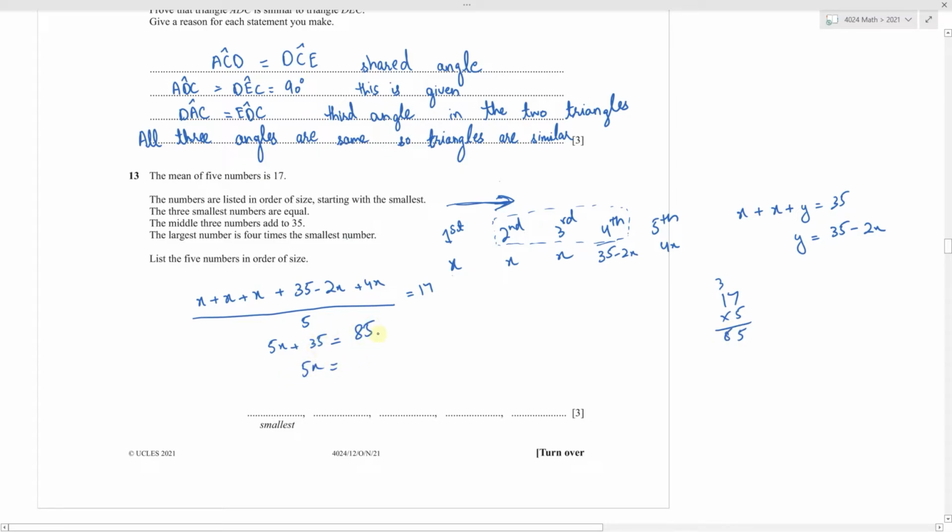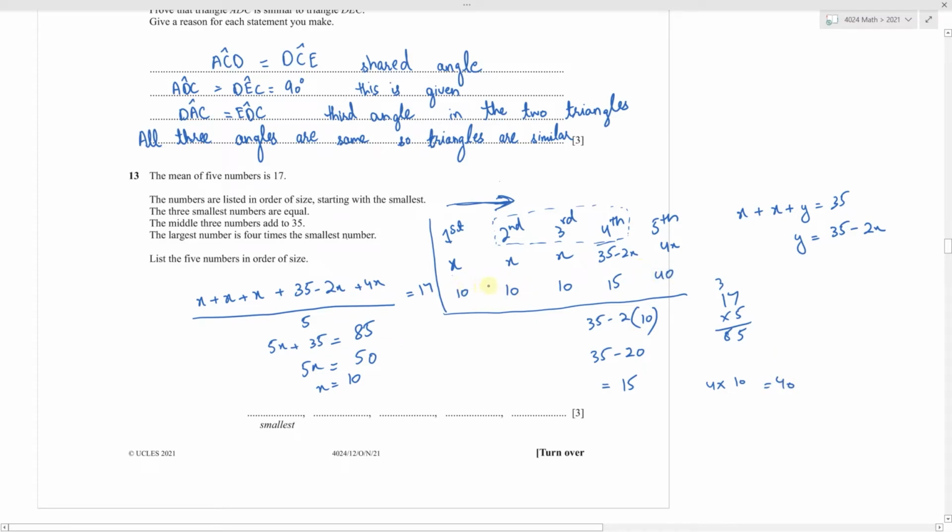5x will be 85 minus 35, which is 50, and x will be 10. So your first number is x, which is 10. Second number is also x. Third number is also x, 10. Fourth number is 35 minus 2x, 2 times 10, 35 minus 20, which gives you 15. So this is 15, the fourth number. And the fifth number is 4 times x. 4 times 10 is 40.